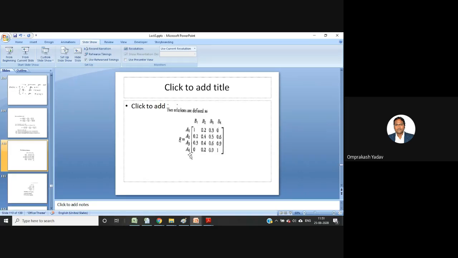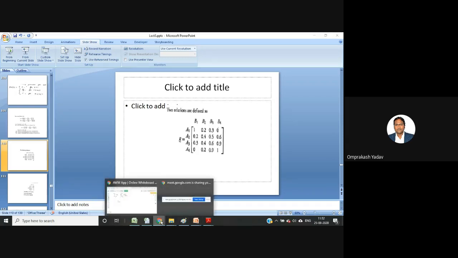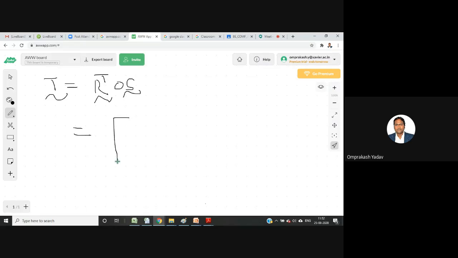it's A1, A2, A3, A4, B1, B2, B3, B4. So when we take the transpose, rows will become the columns, right? So for example, this first row will become the column. So first row is 0.1, 0.2, 0.2, and 0. So let's write that. So it will become 0.1, 0.2, 0.3, 0. So this is A1.